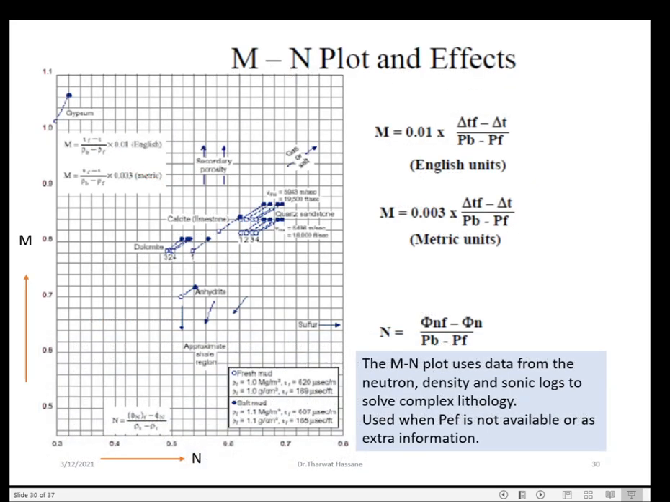One of the important plots is called the MN plot. It actually uses the acoustic, the ρb and the n-phi. Why I presented it here is because it has both n-phi neutron and ρb to get the MN value. And you can use it to get the lithology, especially if the PEF has been affected. If the PEF is affected by some heavy mud or barite, you can use the MN plot in this case.